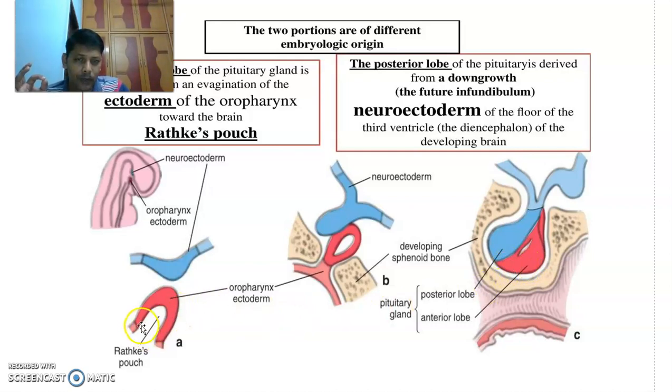How has it developed? It developed from the Rathke's pouch. What is it? Oroectoderm, from the oropharynx. It is an outgrowth, an evagination of the ectoderm of the oropharynx, that is called Rathke's pouch. It goes upward and forms the anterior pituitary.